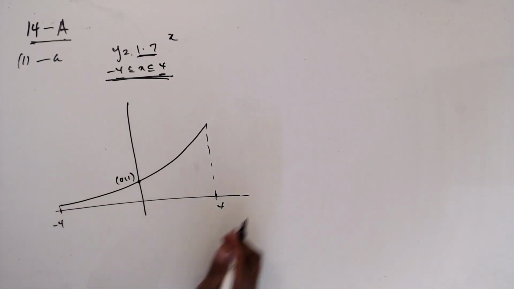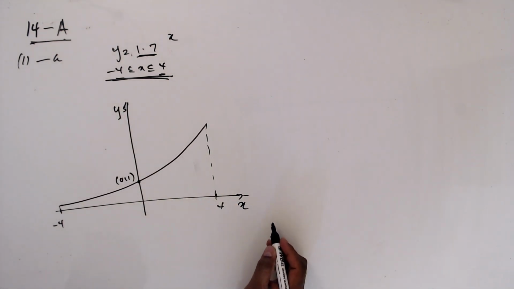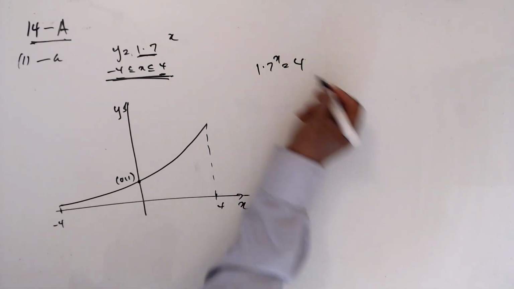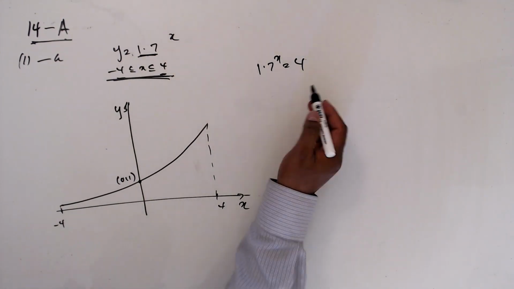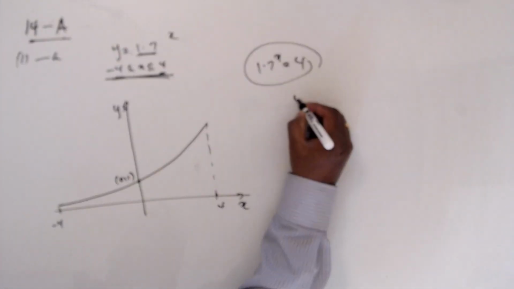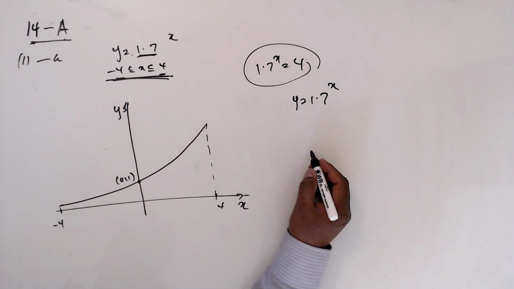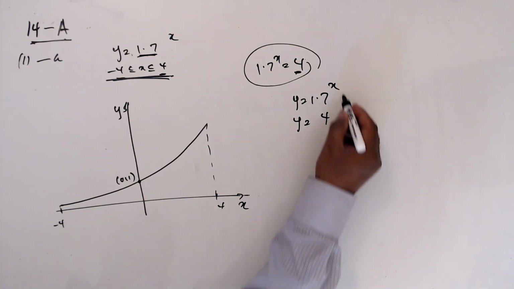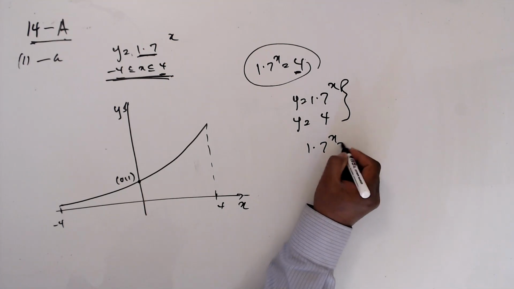Now we have done the graph, and use your graph to solve this one: 1.7 to the power x equals 4. Now, what is the meaning of this? So we have y equals 1.7 to the power x, and we have y equals 4. Now, how do we solve simultaneously? 1.7 to the power x equals 4.